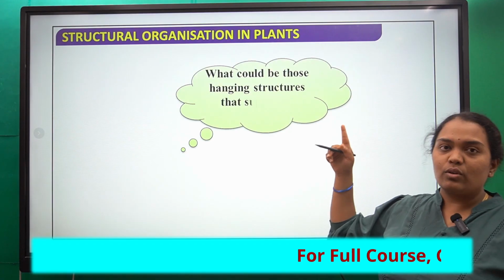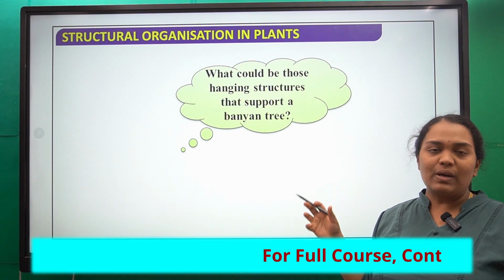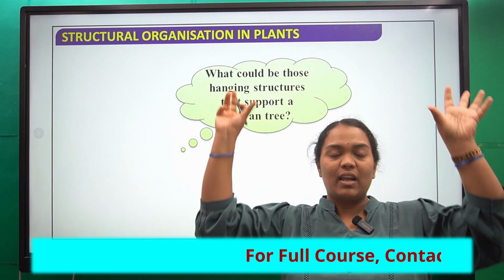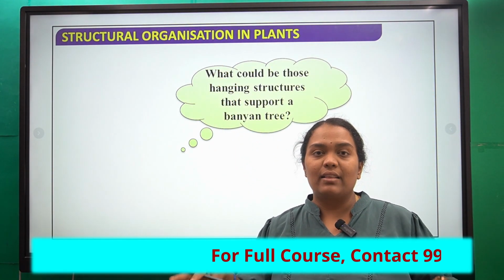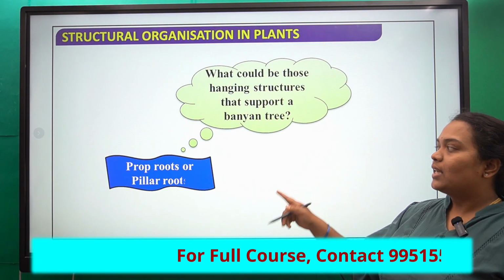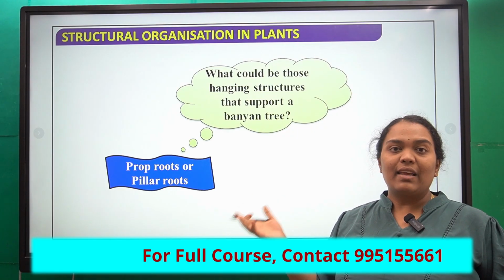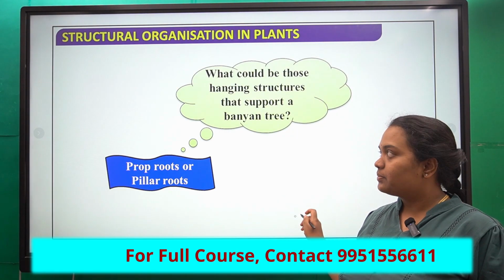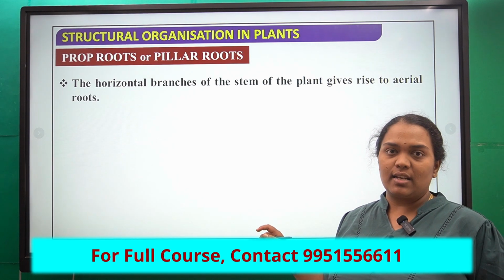What could be those hanging structures that support a banyan tree? You have seen a banyan tree which has hanging structures. Other than the main trunk, there are other structures which are called roots. They are called prop roots or pillar roots. Why pillar roots? They are giving support to the plant. Prop roots or pillar roots are another modification that you are seeing.